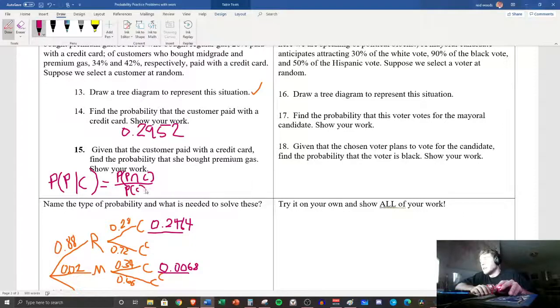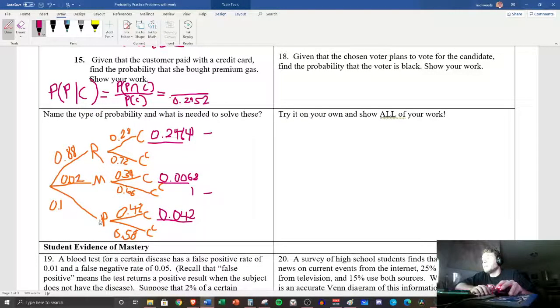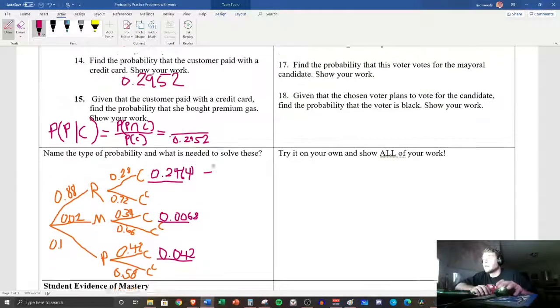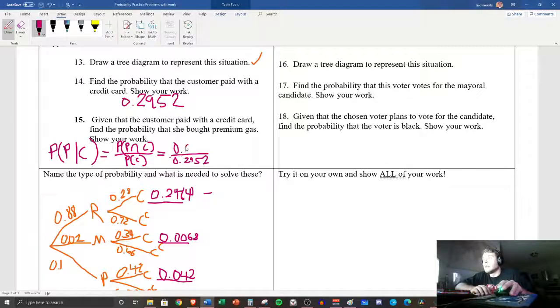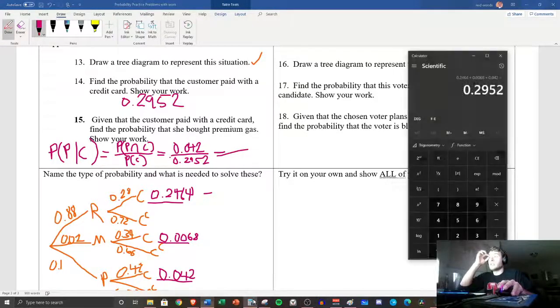Now, luckily, we already found the probability of a credit card. So we have this bottom value, which is 0.2952. And then the top one is the intersection. That's where both occur. So that's premium and credit card, which we already found as well. So it's this one right here, 0.042. So we're just going to divide those, and that should get us our answer.